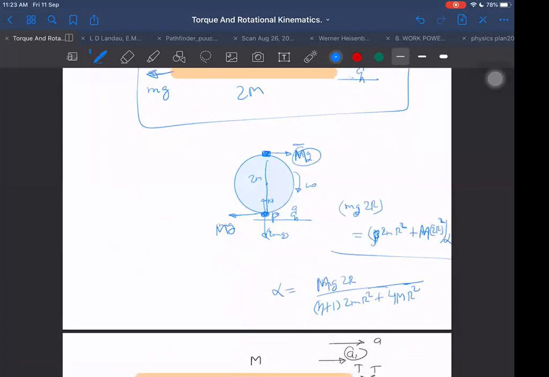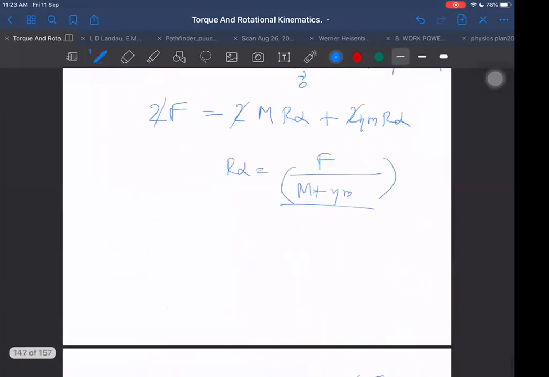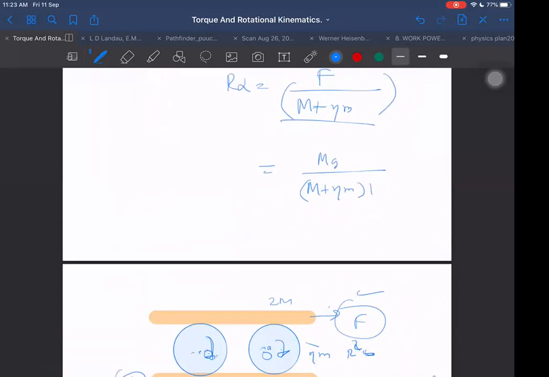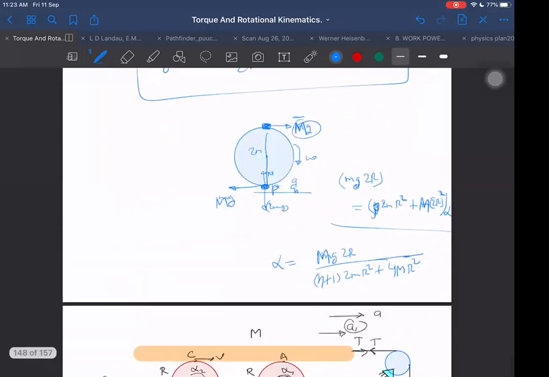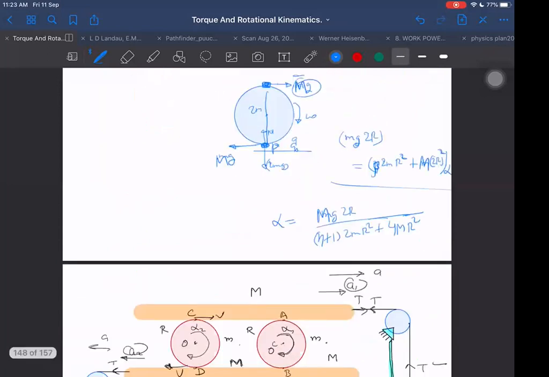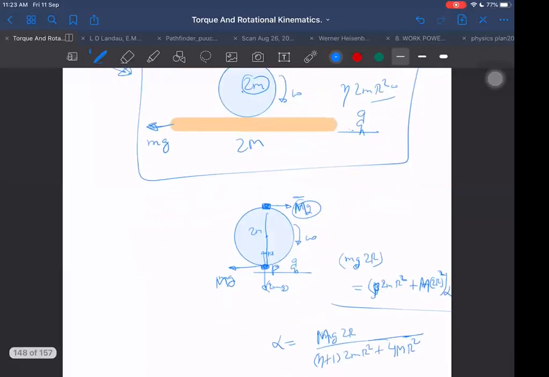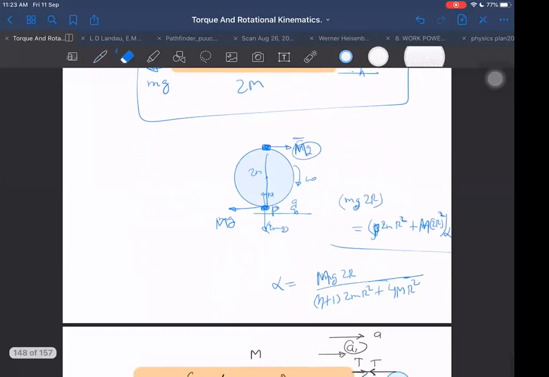Is it same or different this time? I want to check also. Last time I was getting mg upon m plus eta m into r, into r was alpha. What is it this time? Seems somewhat different. Why is it so? Here also I should not write eta plus 1. That was a mistake because it is not.